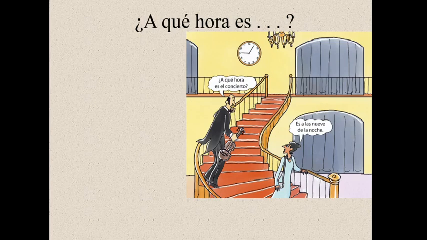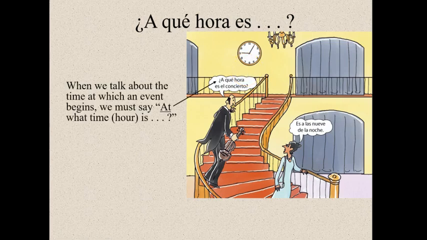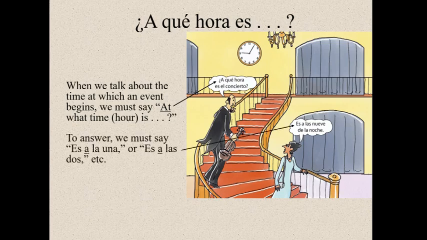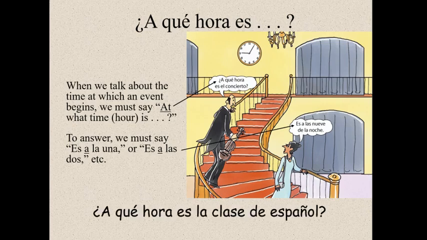The difference between qué hora es and a qué hora es. ¿Qué hora es with no a just means what time is it at the current time that someone is asking. When you say a qué hora es, this means at. So you're asking at what time does something begin. The example says, ¿a qué hora es el concierto? And then when you answer, you say es a las 9 de la noche. ¿A qué hora es la clase de español?